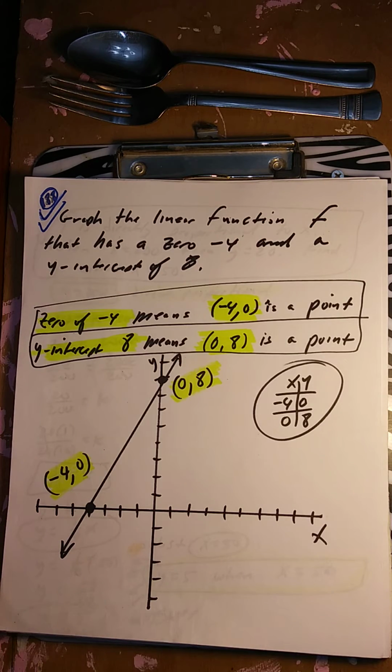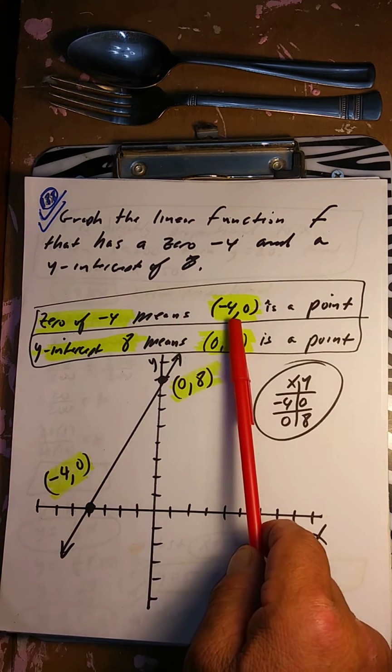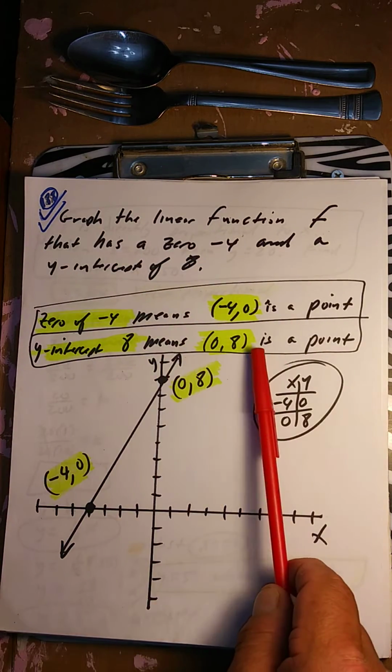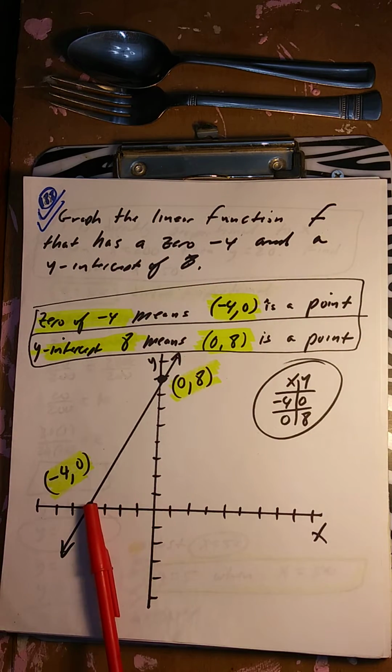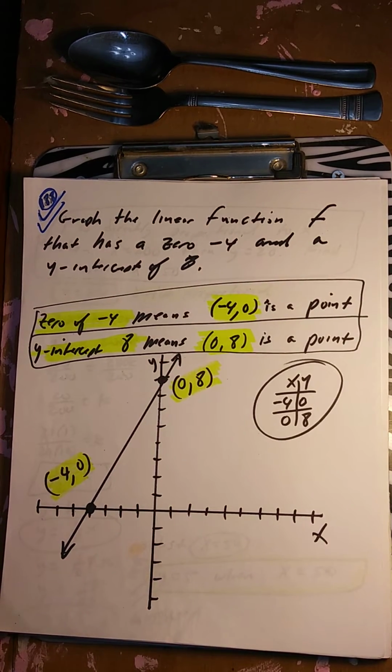Graph the linear function f that has a zero of negative 4 and a y-intercept of 8. A zero of negative 4 means you have the point (-4, 0), and a y-intercept of 8 means you have (0, 8). Put the numbers in, negative 4, 0, and then 0, 8 right there, and then connect the dots. That's all you have to do for this one.